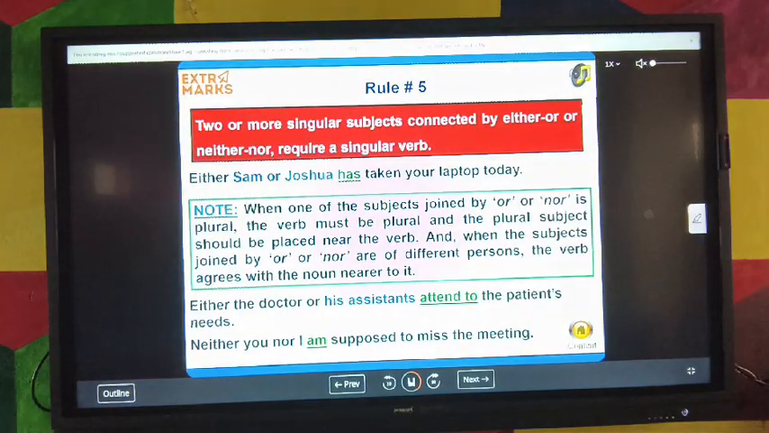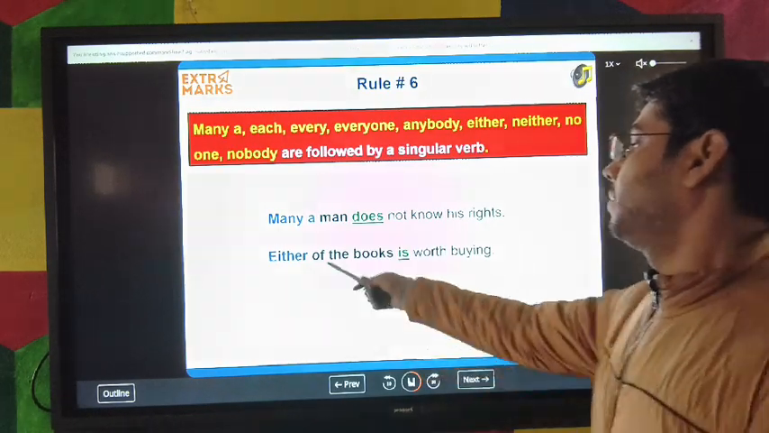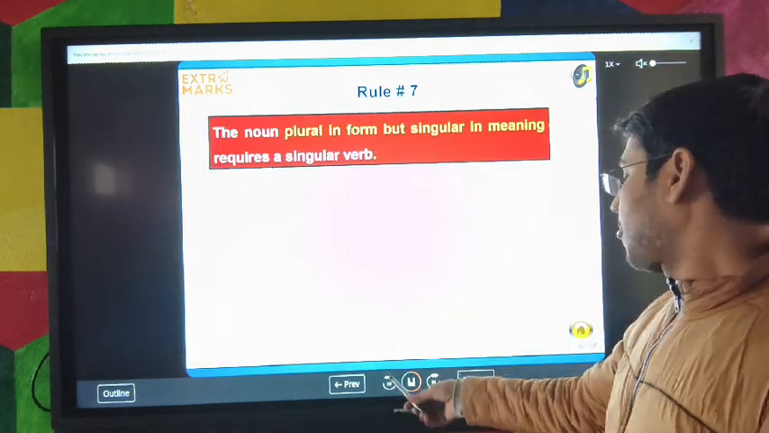And rule number 6. Many, each, every, everyone, anybody, either, neither, no one, nobody are followed by a singular verb. So we have to remember this. If these words are used, we have to use a singular verb. Many a man does. Here, many a, so we will use the singular verb does.